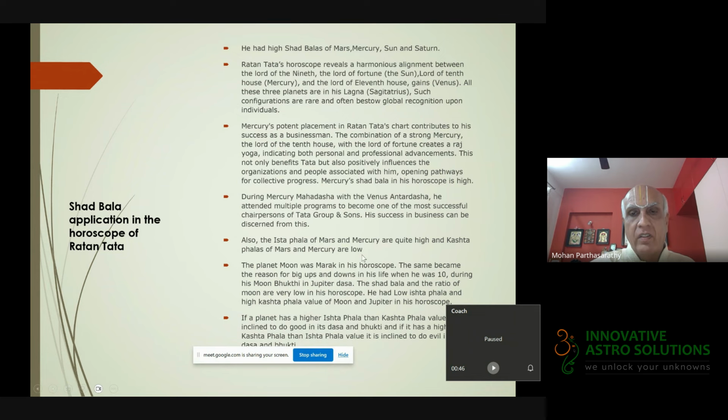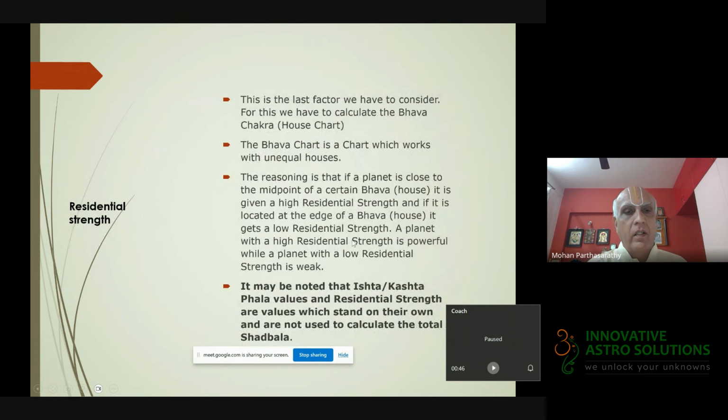in achieving the success. So then we move to residential strength. This is the last factor we have to consider for this. We have to calculate the Bhava Chakra. Bhava chart is the chart which works with unequal houses. The reasoning is that if a planet is close to the midpoint of a certain Bhava, it is given high residential strength, and if it is located at the edge of a Bhava, it gets lower residential strength. A planet with higher residential strength is powerful, and a lower residential strength is weak.